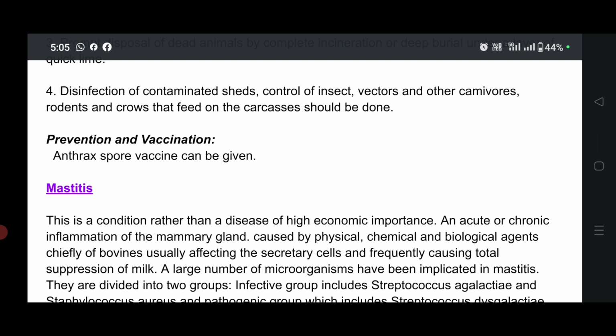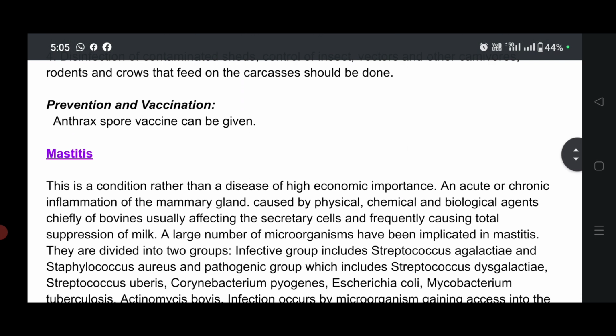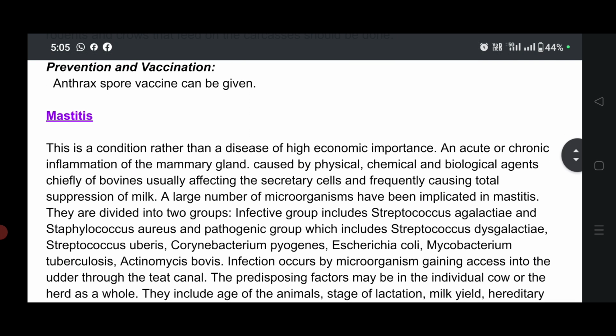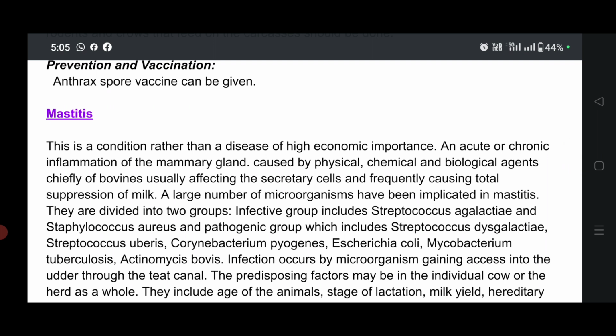A large number of microorganisms have been implicated in mastitis. They are divided into 2 groups. Infective group includes Streptococcus agalactiae and Staphylococcus aureus, and pathogenic group which includes Streptococcus dysgalactiae, Streptococcus uberis, Corynebacterium pyogenes, Escherichia coli, Mycobacterium tuberculosis, Actinomyces bovis.